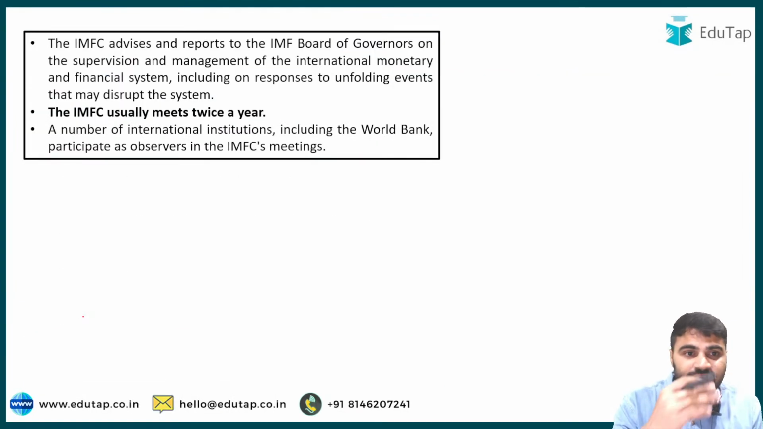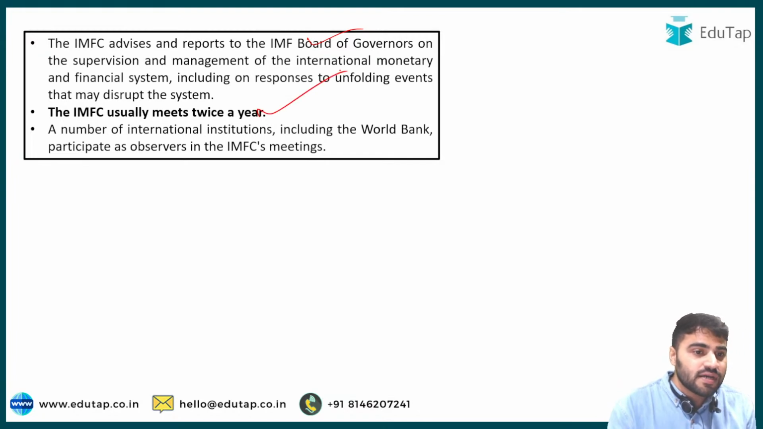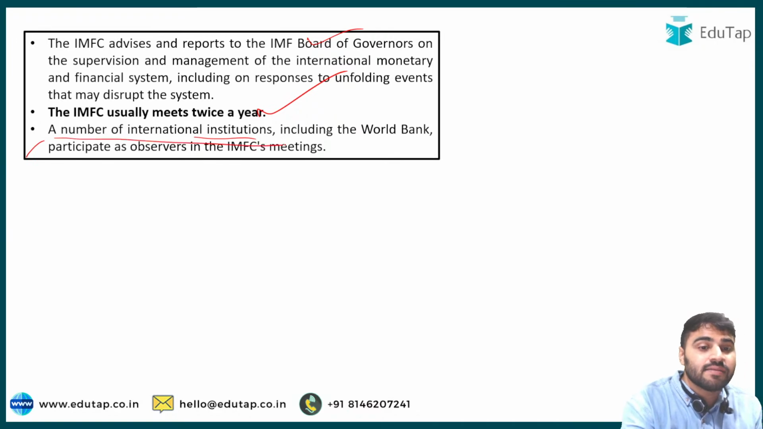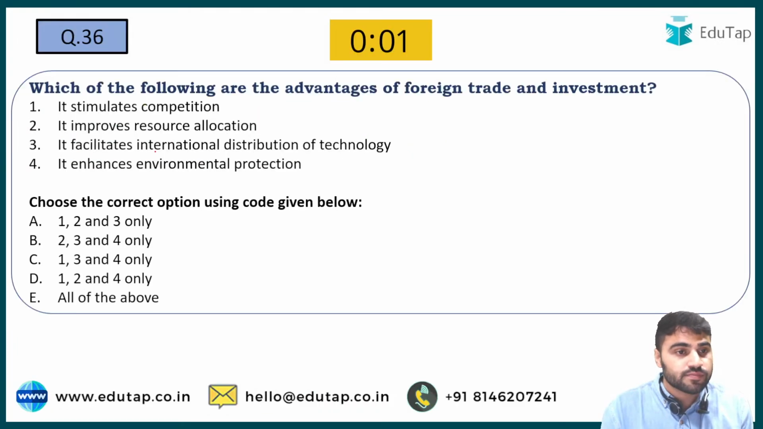The IMFC advises and reports to the IMF Board of Governors on the supervision and management of the international monetary and financial system, including on responses to unfolding events that may disrupt the system. The IMFC usually meets twice a year. A number of international institutions, including the World Bank, participate as observers in the IMFC's meetings. So this statement is correct, and this is important, which you need to know.